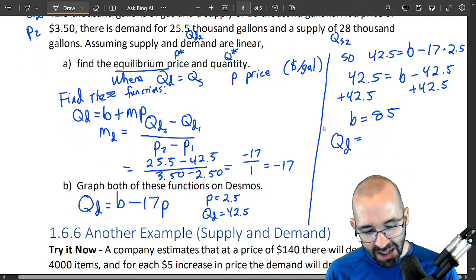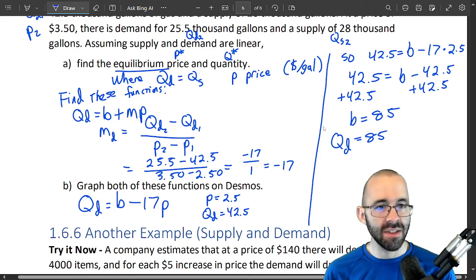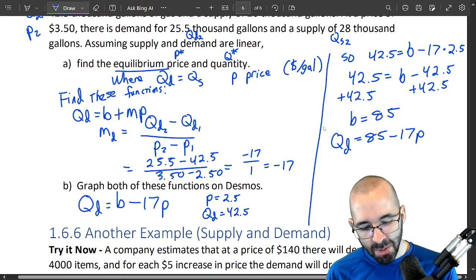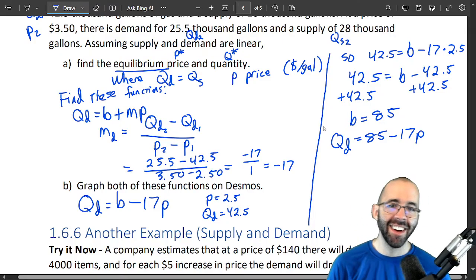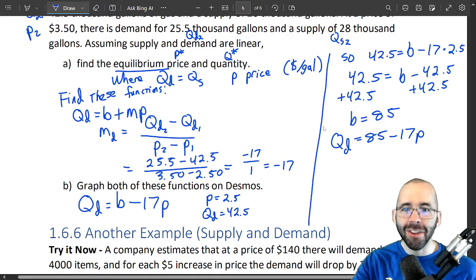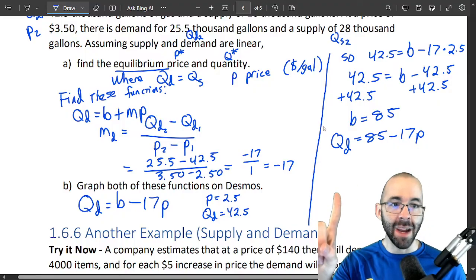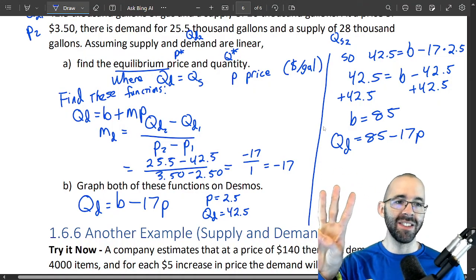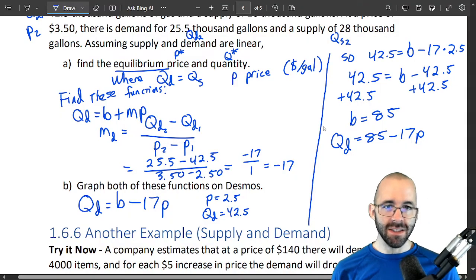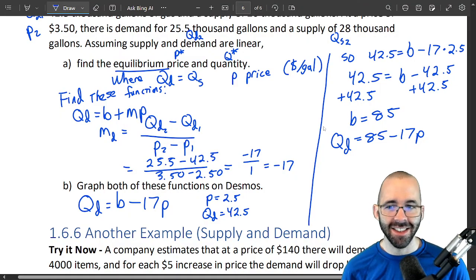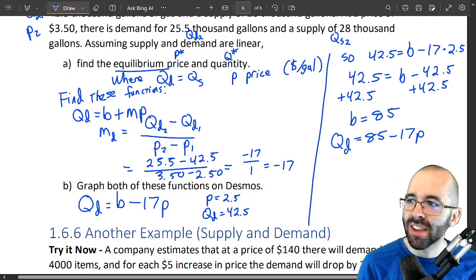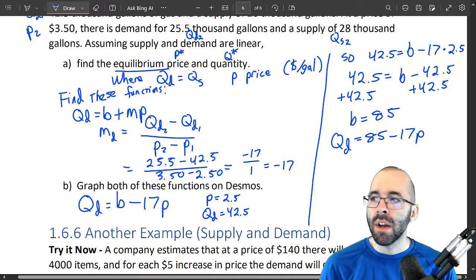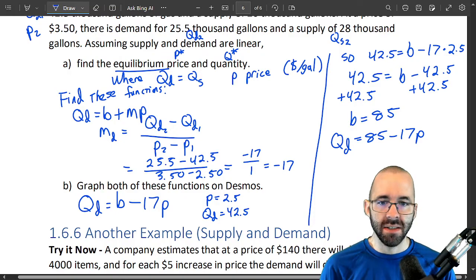So our demand is B, which was 85,000 gallons of gas, minus 17 times P. We are a third of the way down the problem. We have to find demand. We have to find supply. We have to find when they're equal. So let's take a moment, let's pause and talk about this while I fix what I'm going to do next. So what does this equation represent?